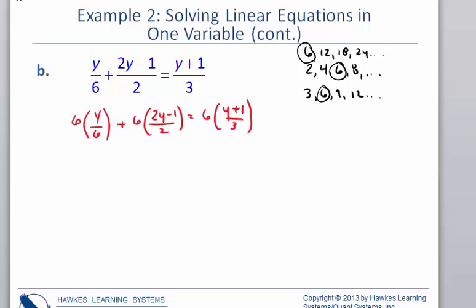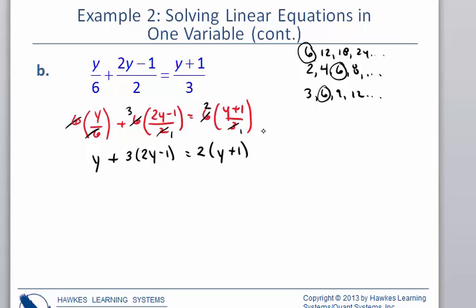So the first fraction, the 6's just cancel out, leaving me a y. On my second set of fractions, 2 goes into 2 once, 2 goes into 6 3 times, and so we have 3 times the quantity 2y minus 1. And on the last set, 3 goes into 3 once, 3 goes into 6 twice, so I have 2 times y plus 1. And so what we've done now is we've cleared the fractions out. The problem should become easier to solve.